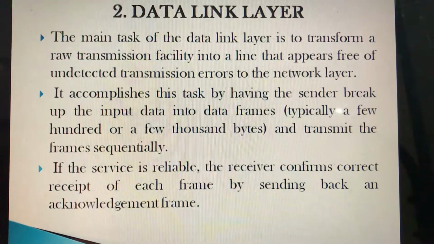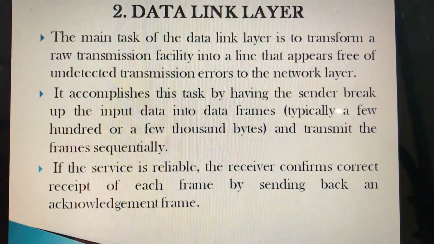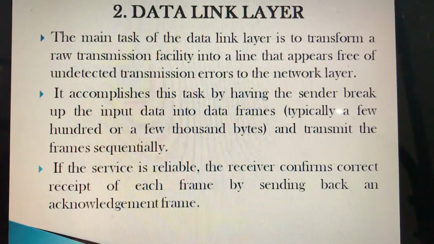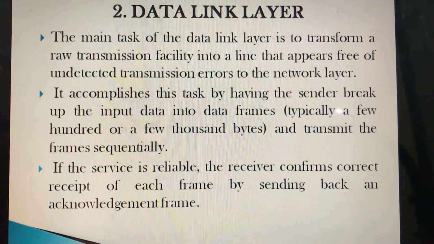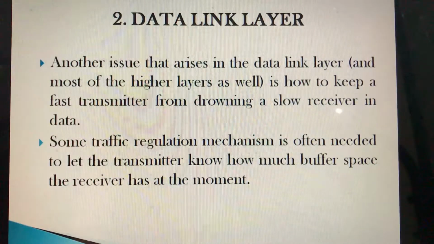The second layer is the data link layer, which resides above the physical layer. The main task of the data link layer is error control. The data should be made error-free when reaching the destination, and this task is commonly accomplished by breaking the data into data frames. If the service is reliable, the receiver sends back an acknowledgement frame to the sender.